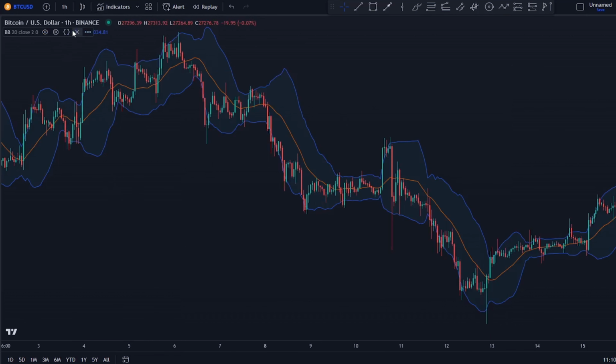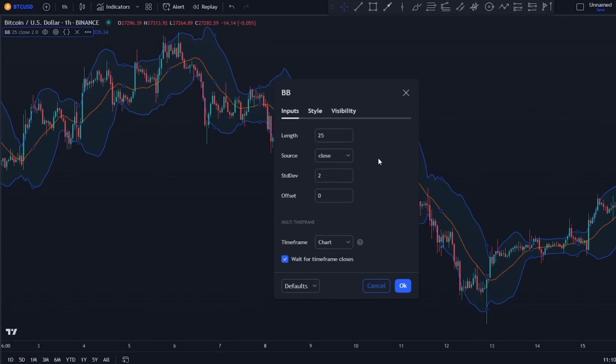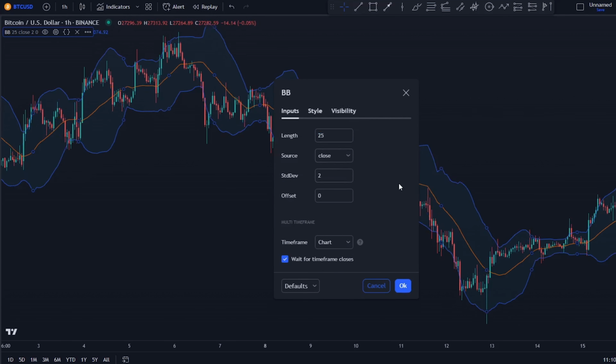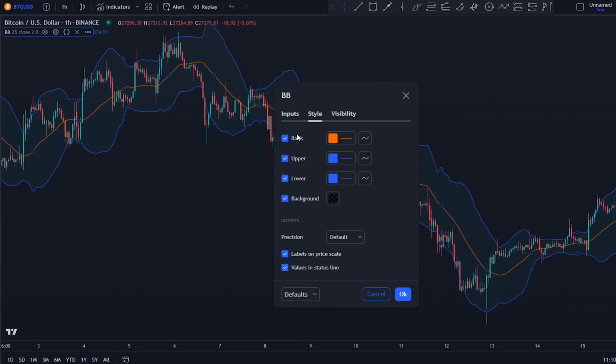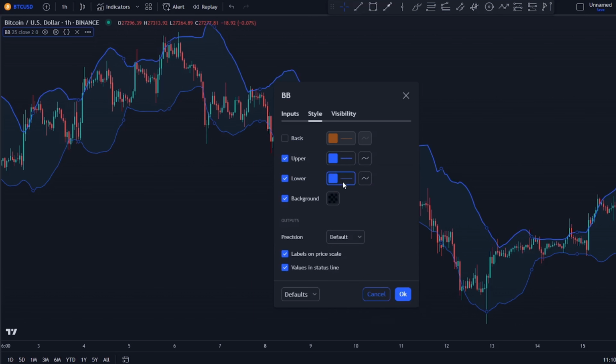Go to Settings and check if all the settings are preset to the right values. For our setup, correct the length to 25, the source is set to close, and standard deviation should be set to 2. Leave the offset at 0. Then go to Style. Uncheck Basis. We do not need it for this setup. Then make the upper band and lower band more visible, and also uncheck the background.